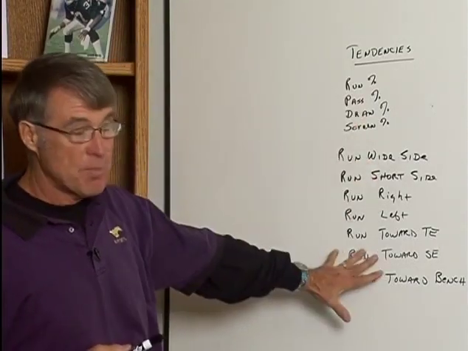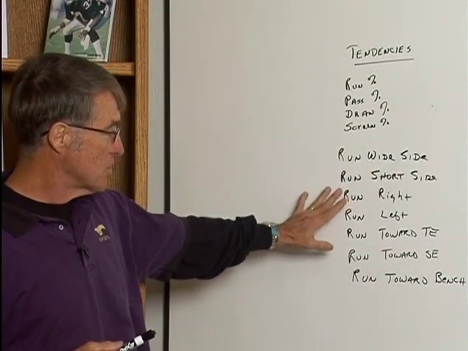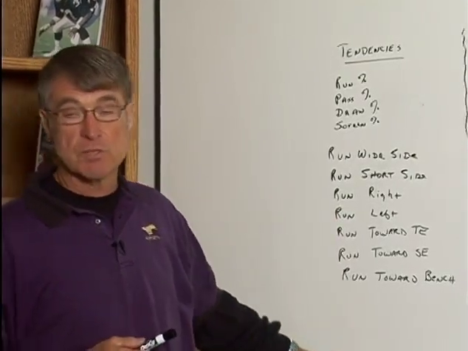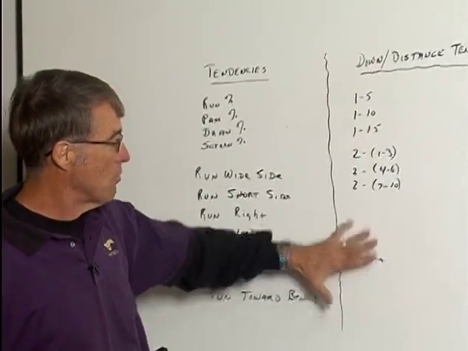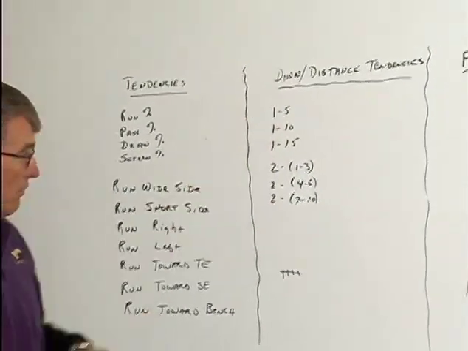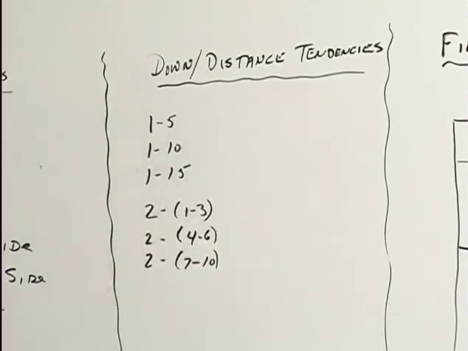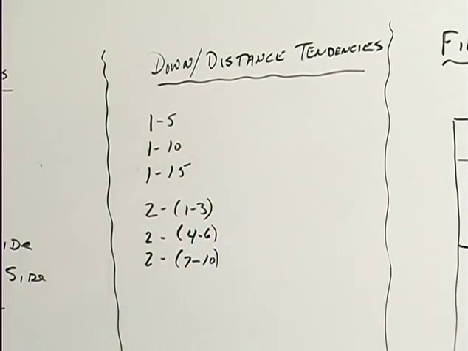Now we do the same thing with passing. Passing to the wide side, passing to the short side, passing right and left, okay, and passes towards the bench. Now, we also get a down and distance, and I didn't put them all down here, but every time they run on first and 10, it'll be a run, pass, and screen, okay? So every time they run here on first and 10, you'll put the little check in there.